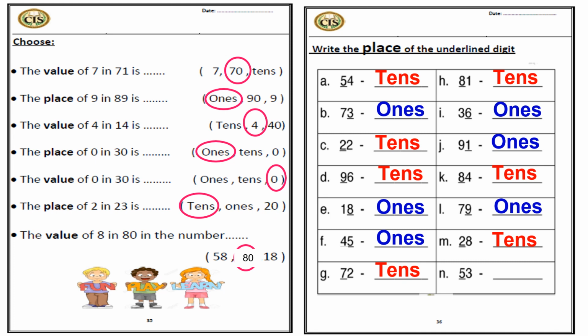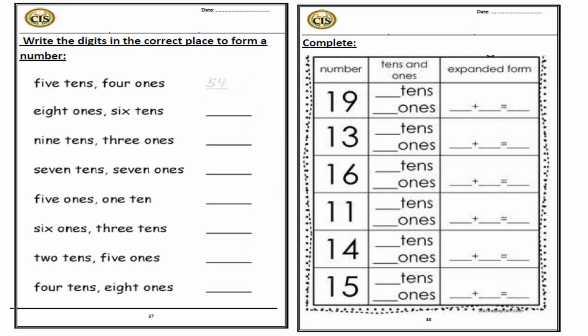53. 5 in which place? Tens. Write the digits in the correct place to form a number. The first one, 5 tens and 4 ones. So I write 54. The second one, I have 8 ones and 6 tens.